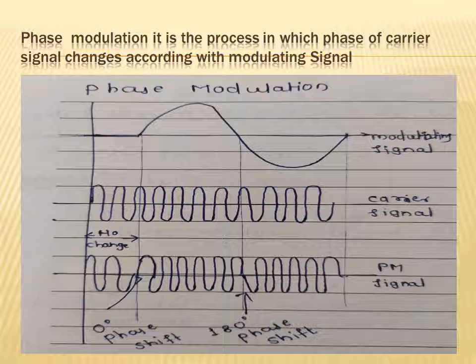Once again, phase modulation is the process in which the phase of the carrier signal varies or changes according to your modulating signal.